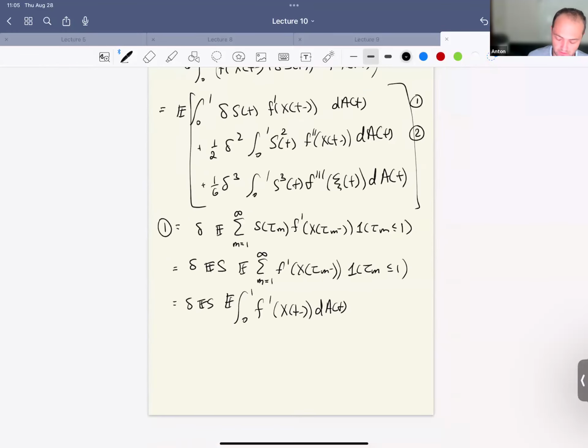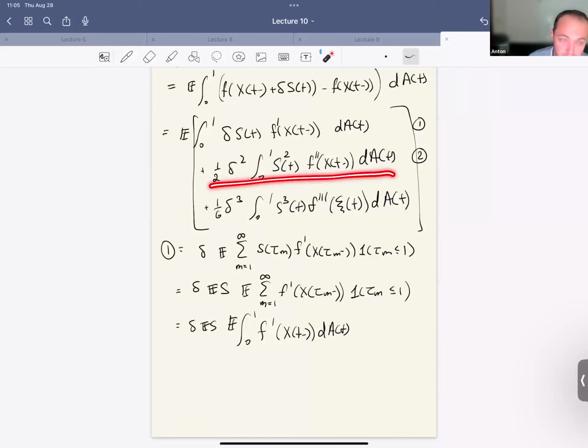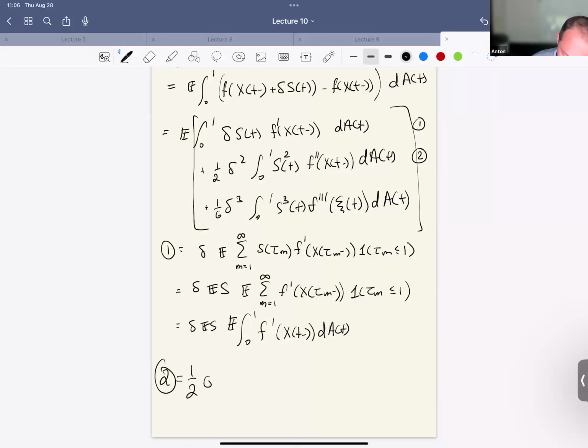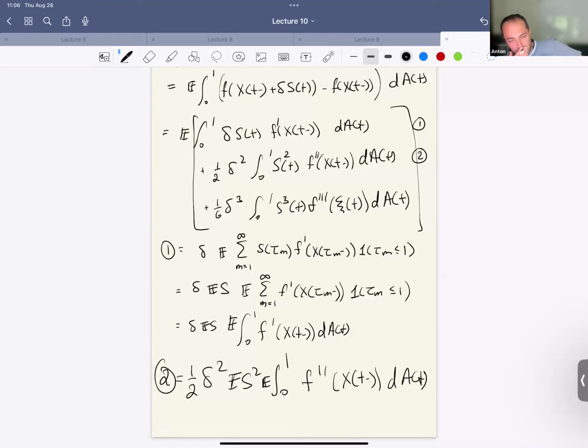Okay, good. Now we look at term number 2. Same story, right? Exactly the same story, except we have f double prime instead of f prime, and s squared instead of s. So term number 2 equals 1/2 delta squared, second moment of the service time, integral 0 to 1, f double prime of x of t minus dA of t. Okay. Term number 3, we're going to treat as error.